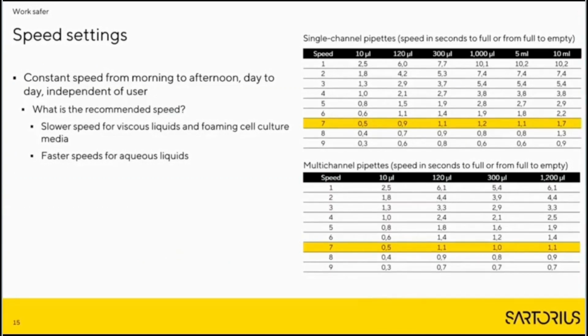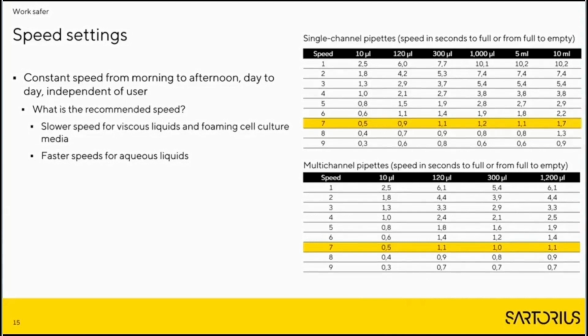Then speed settings. This is again one of the major differentiators between electronic and mechanical pipettes. With electronic pipettes, once you set the speed, it is constant from the morning to the afternoon and also to next week and the next week and so on. Especially if you are working with foaming liquids, viscous liquids, or surrogate media, it really helps you to control the speeds very repeatably.